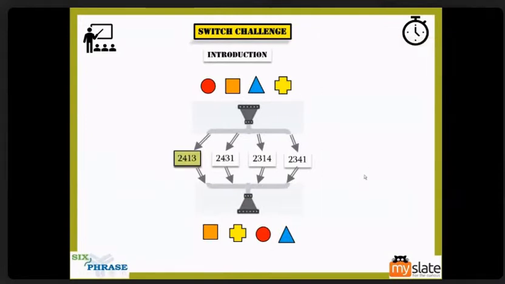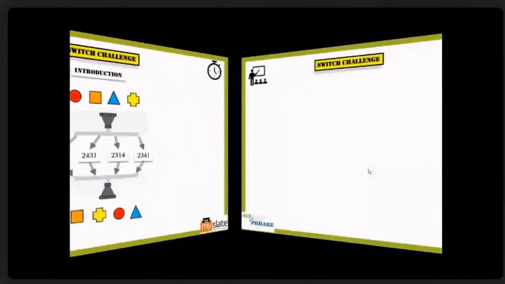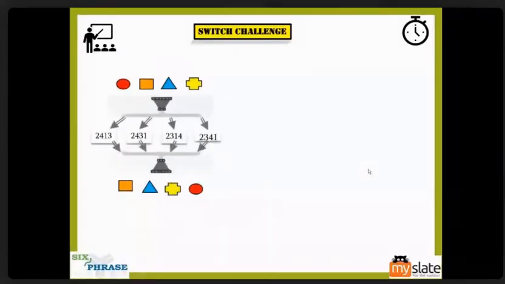Okay, so 2413 is the correct answer, right? So we'll move on, guys. So tell me the answer for this. Try to be as quick as possible, but you have to make sure you understand.